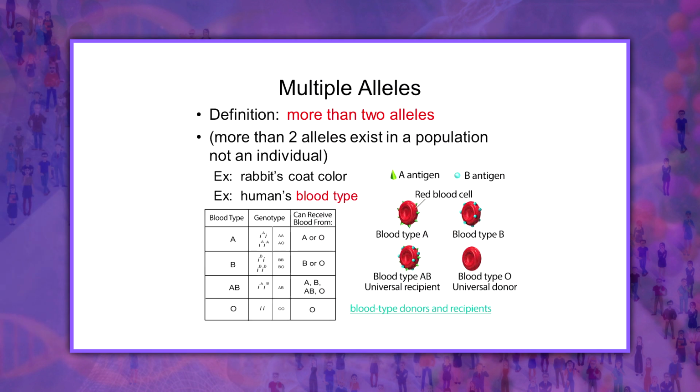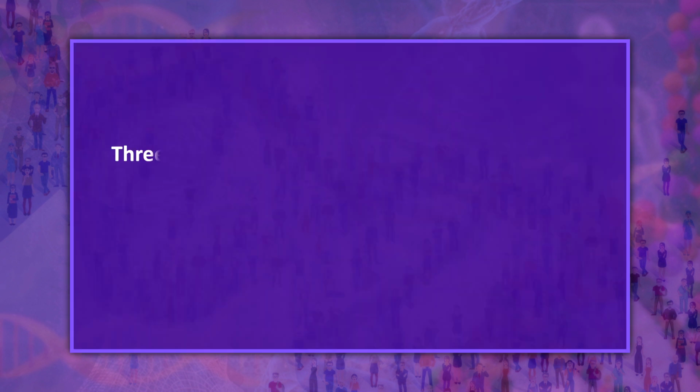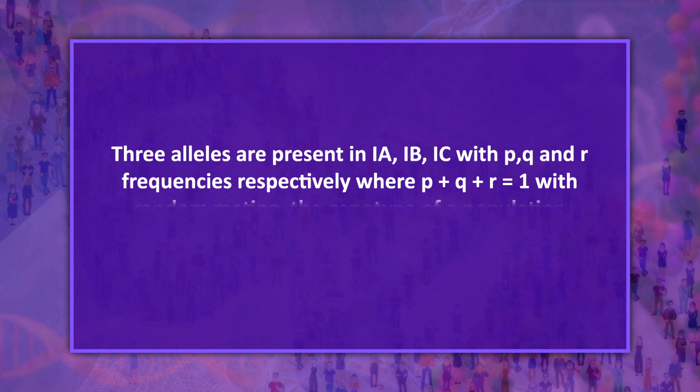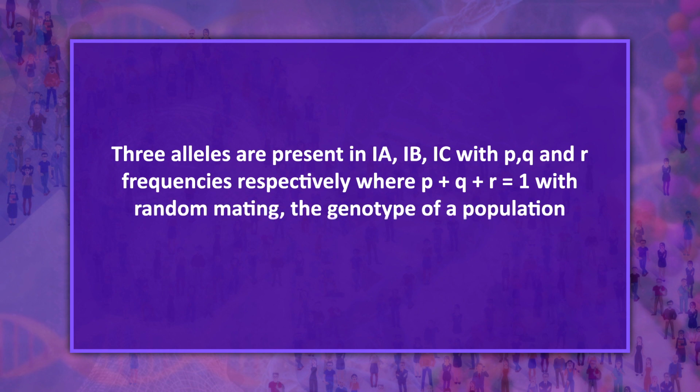Calculation of genotypic frequencies at a locus with more than 2 alleles is allowed in the Hardy-Weinberg principle, for instance in the ABO blood groups. 3 alleles are present, IA, IB, IO, with p, q and r frequencies respectively, where p plus q plus r is equal to 1. With random mating, the genotypes of the population will be given by (p plus q plus r) raised to the power square.